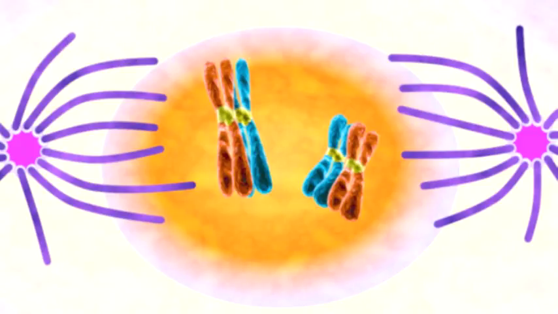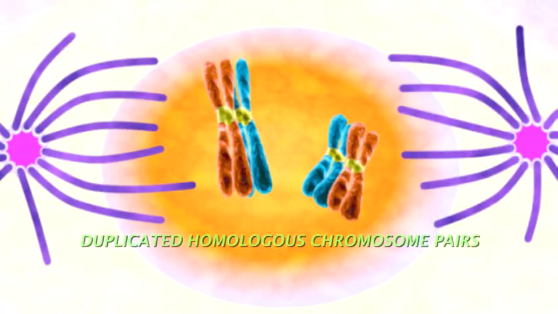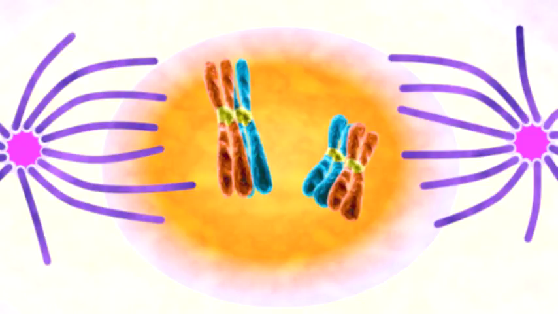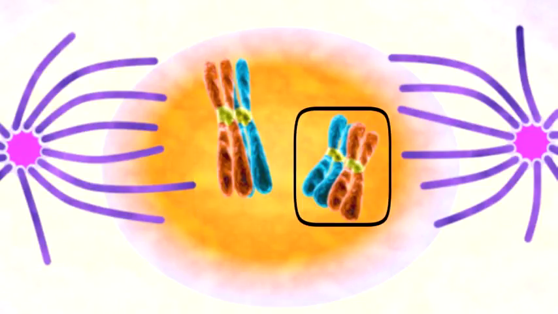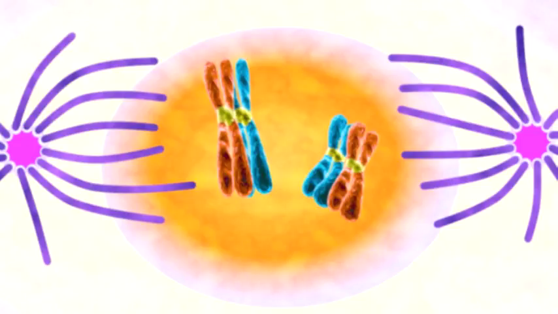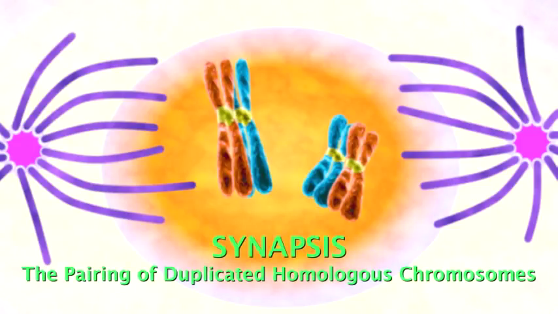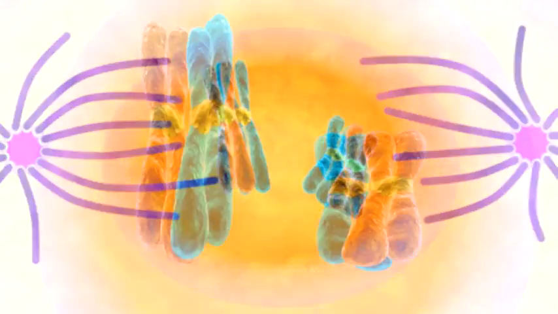As we can see, the nearly identical or homologous duplicated chromosomes have paired up with one another, so that, in this example, the tall chromosomes align gene to gene with their mates, and the short chromosomes do the same. This pairing of duplicated homologous chromosomes, known as synapsis, only occurs in meiosis and does not take place during mitosis.